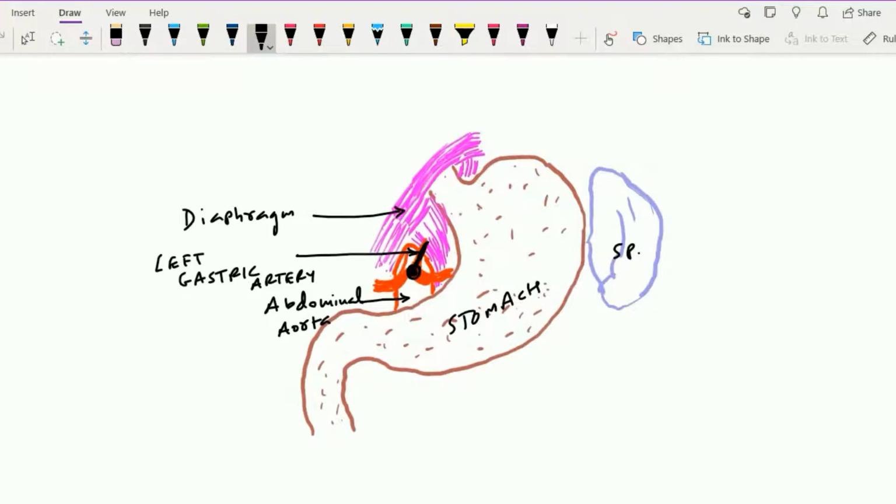This left gastric artery is the smallest branch of the celiac trunk, but it has the largest contribution to the stomach. It arises from the celiac trunk, passes upward and reaches the cardiac end of the stomach, and here it arches within the superior gastropancreatic fold. This artery arches around the lesser curvature of the stomach and passes downward to anastomose with the right gastric artery, which is a branch of the common hepatic artery.